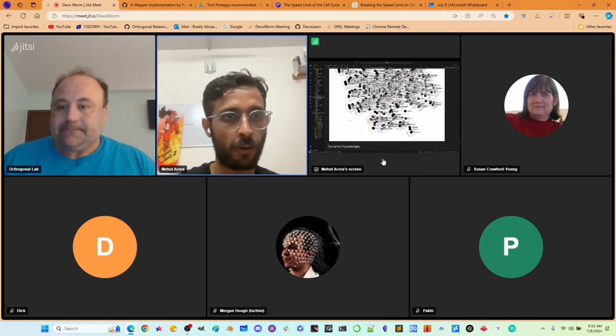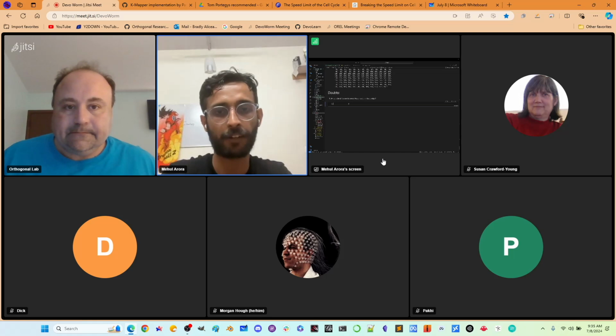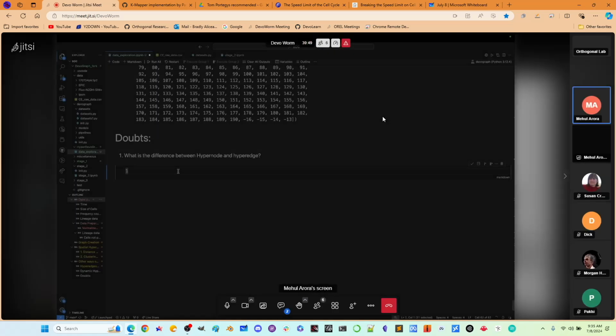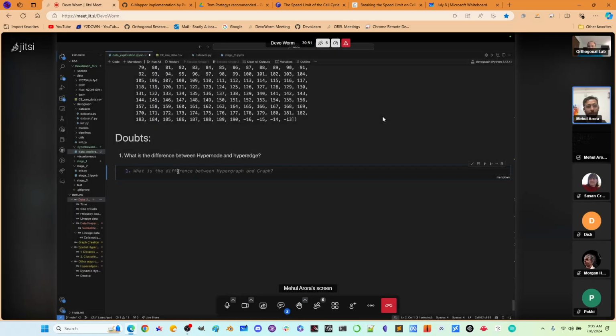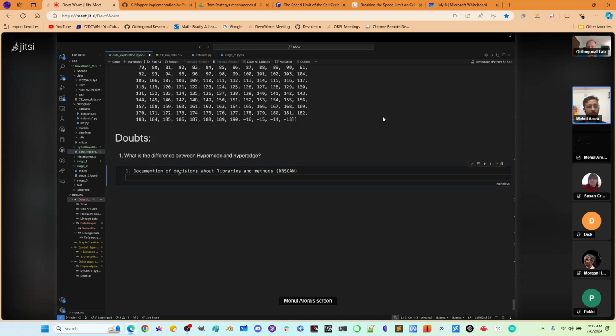Sure. Okay. So the next things I will try to do is I'll just jot down the points. The documentation for all the steps which we want, documentation of decisions about libraries and methods like DBSCAN. Yeah. Right. And the immediate next steps, what else can I do?